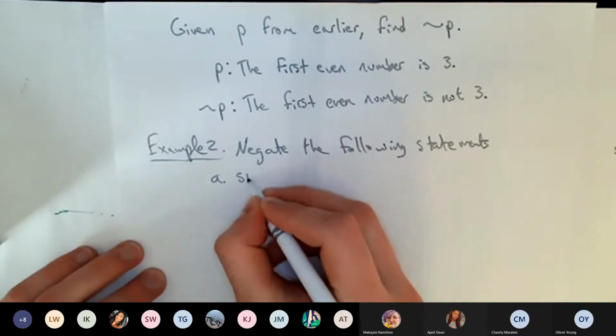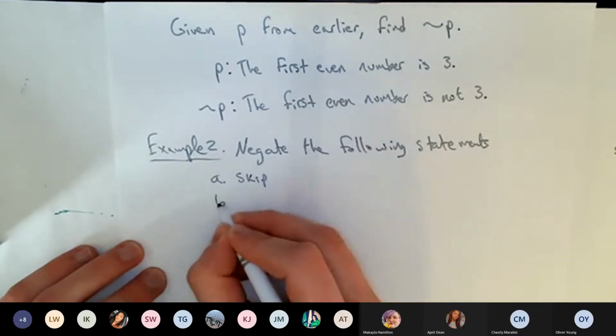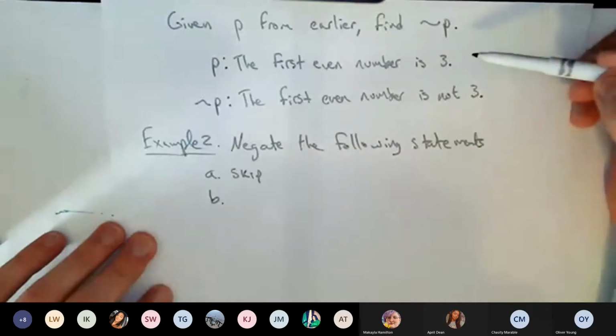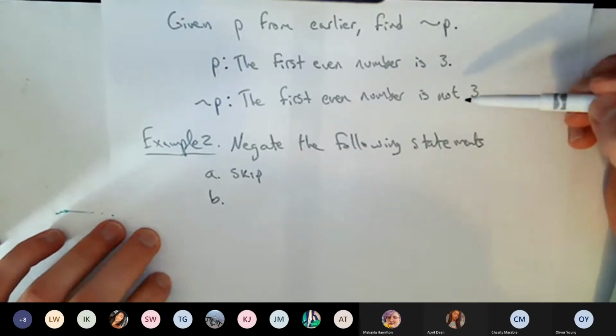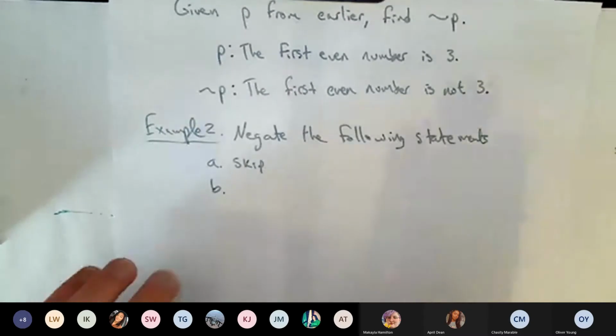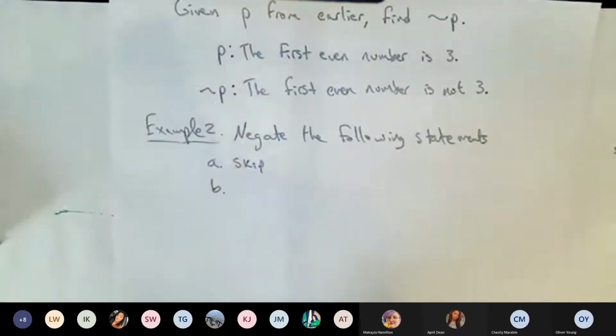So part A, I'm going to skip because you can go look at it later. You'll see it's pretty much exactly like the example I gave up here. It says Melanie is wearing a red raincoat. So the negation would just be Melanie is not wearing a red raincoat. Okay, so that's boring. We'll skip it. Alrighty.